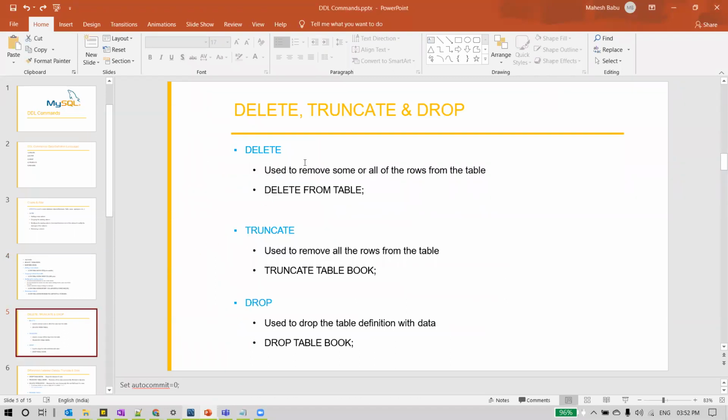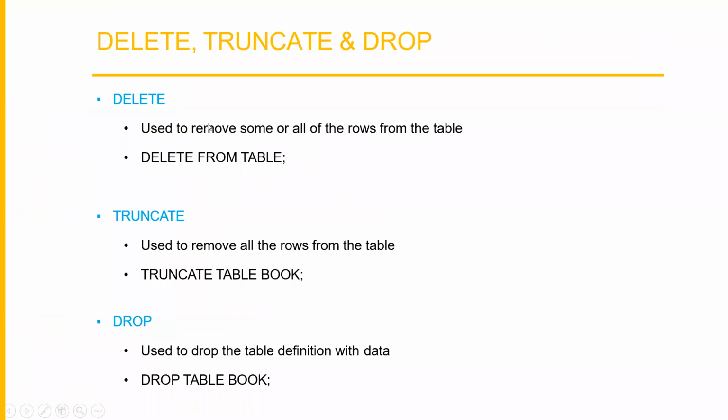Next, we'll see delete, truncate, and drop. We already covered delete. Delete is a command used to remove some or all of the rows from the table. We already saw this a few minutes back. We can use the delete command when we specify some where condition, and only the filtered rows will be deleted. And to remove all of the rows from the table, we just need to use delete from table name, then all of the rows get removed from the table. This is what we saw.